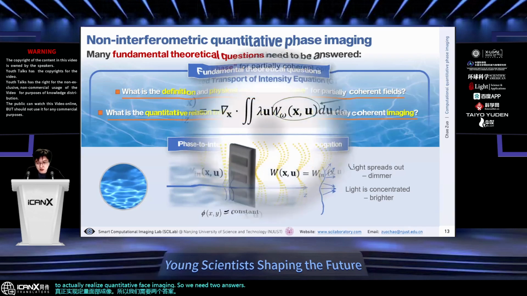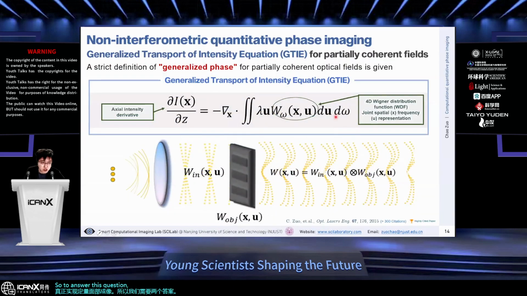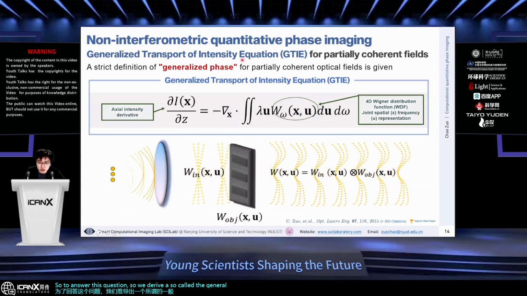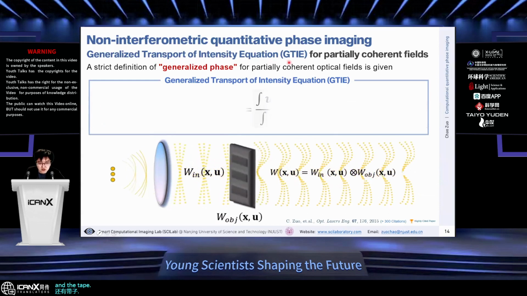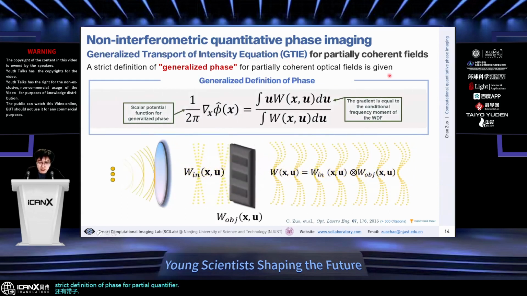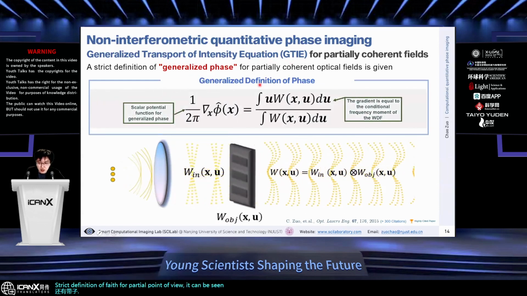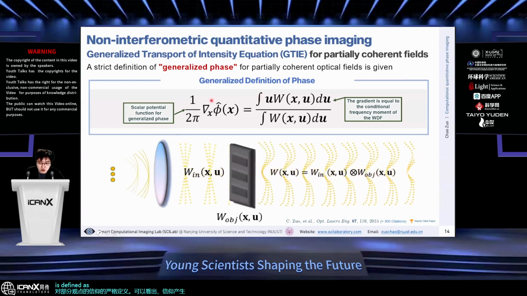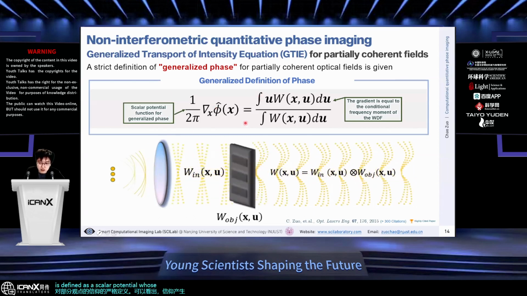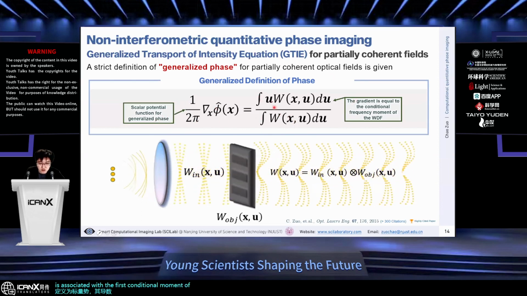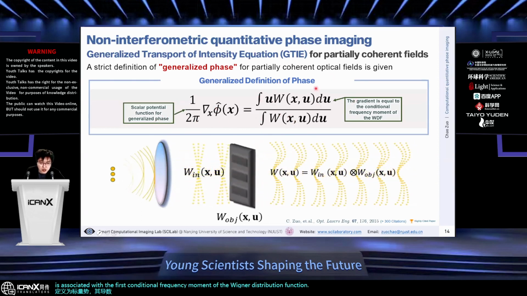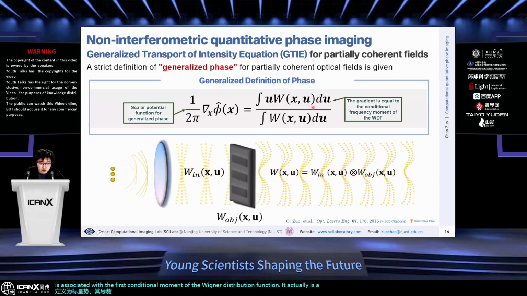To answer these questions, we derived the so-called generalized transport of intensity equation, GTIE, and gave a strict definition of phase for a partially coherent field. The generalized phase is defined as a scalar potential whose derivative is associated with the first conditional frequency moment of the Wigner distribution function, which is a representation of the 4D partially coherent light field.